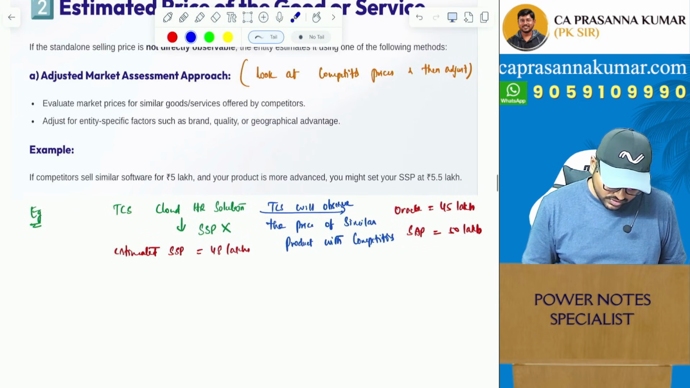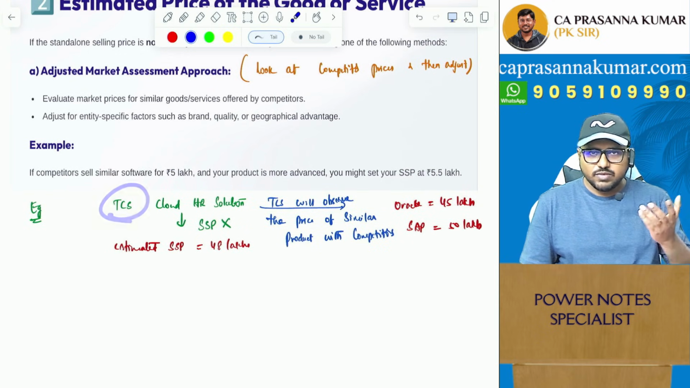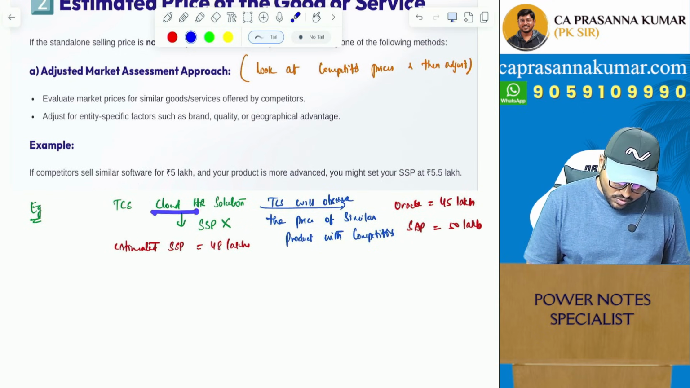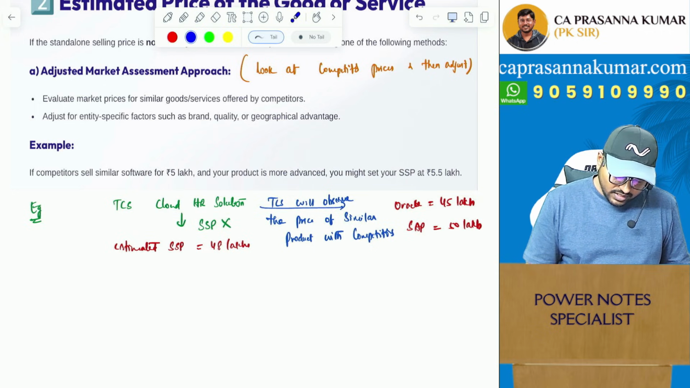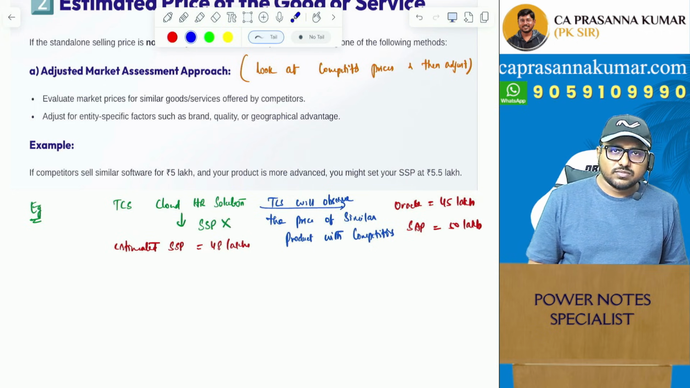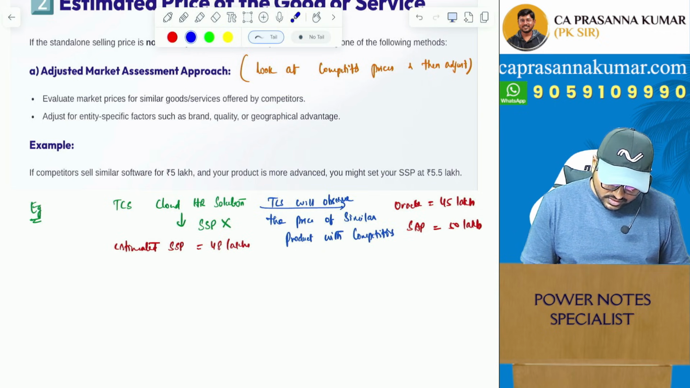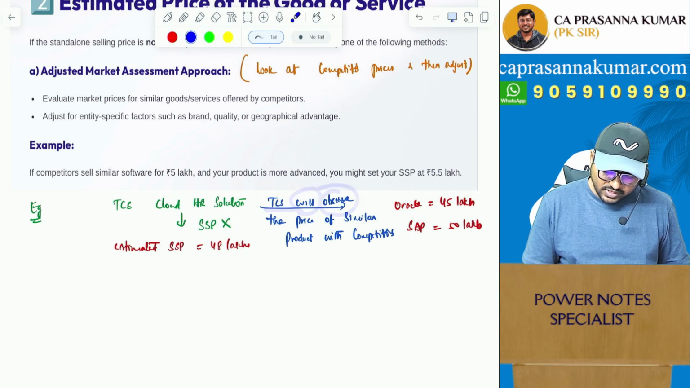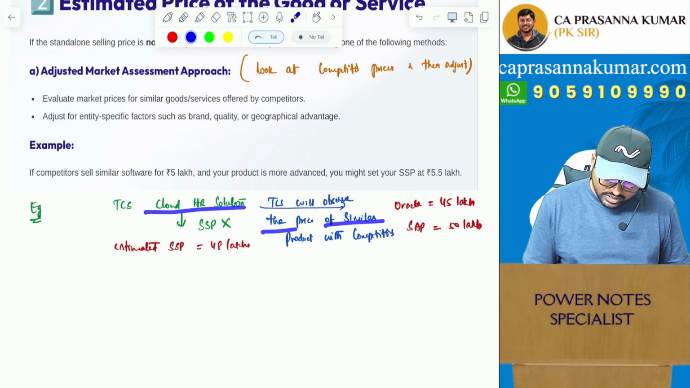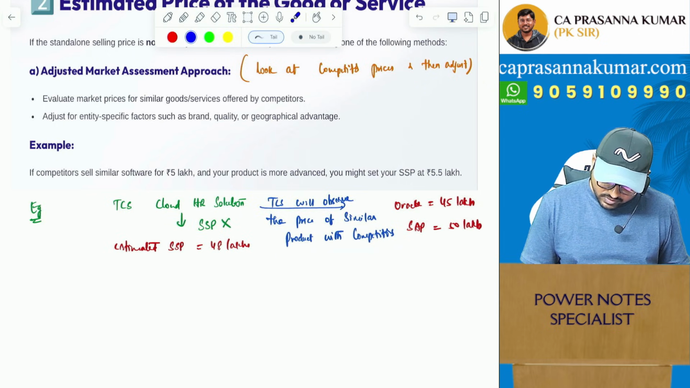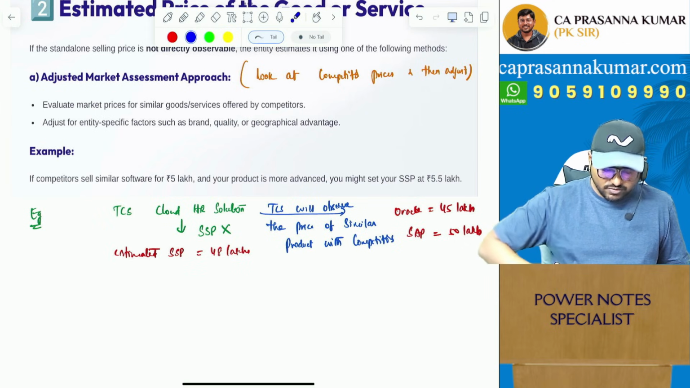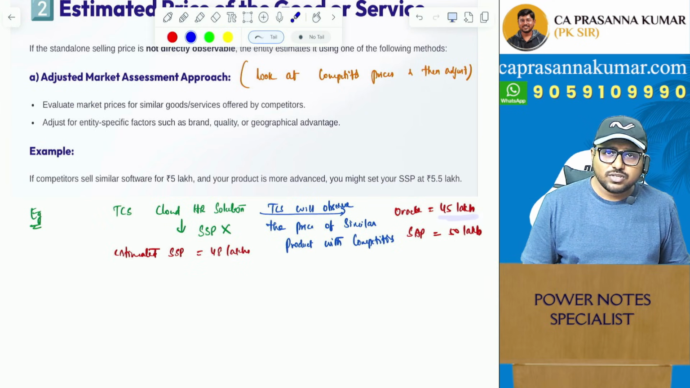For example, look at this. TCS, everybody knows TCS. Cloud HR solution is a kind of service that it is offering. It does not have any SSP, right? So what it does is TCS will observe the price of similar cloud HR solutions offered by the competitors. For example, you can see Oracle, a similar kind of cloud HR service, which is being priced at 45 lakhs.